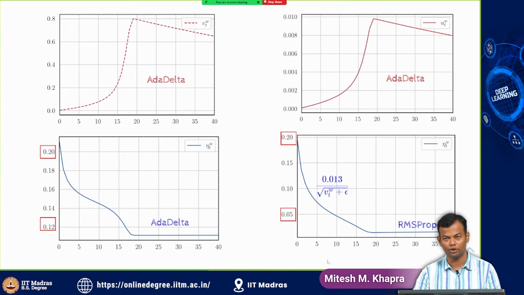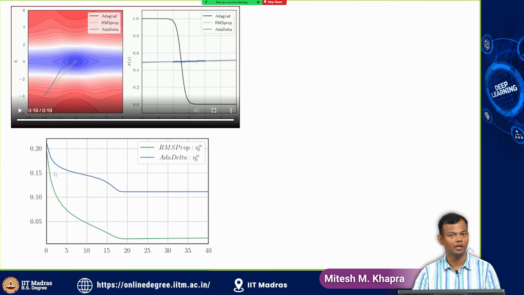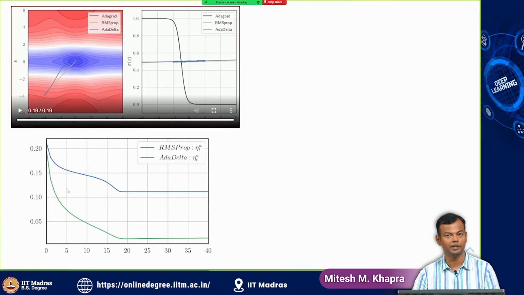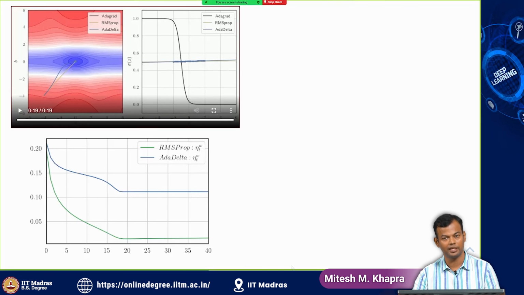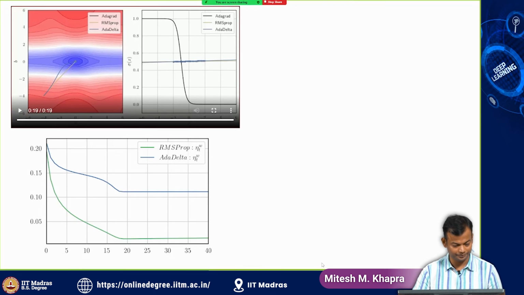These are the same two plots drawn on the same scale, right? So now I have drawn both the plots on the same scale here. And in the case of Adadelta, it was not decaying aggressively, whereas in this case, it was decaying aggressively.